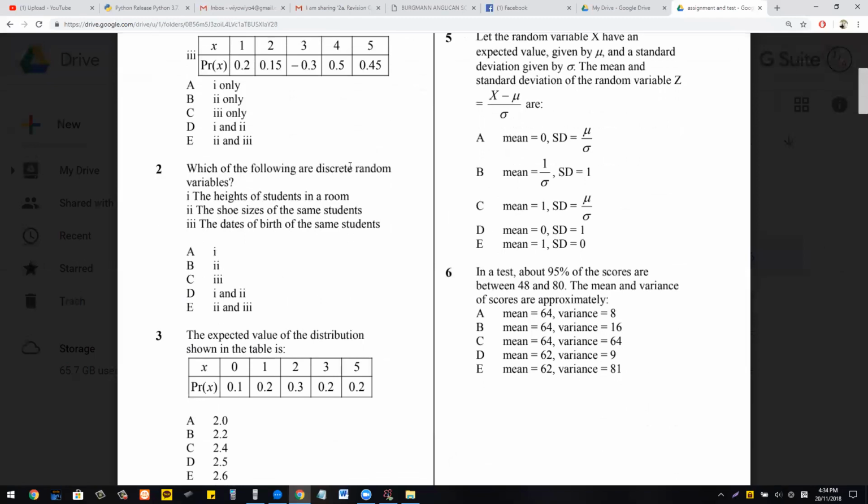So you know the distinction between discrete random variable and continuous random variable? Yes. Discrete is like numbered, like either A or B. There's no term in between. So which one of these is a discrete random variable? The shoe size. Yeah, shoe size. I think date of birth is, yeah, I think discrete as well. I think it's 2 and 3.